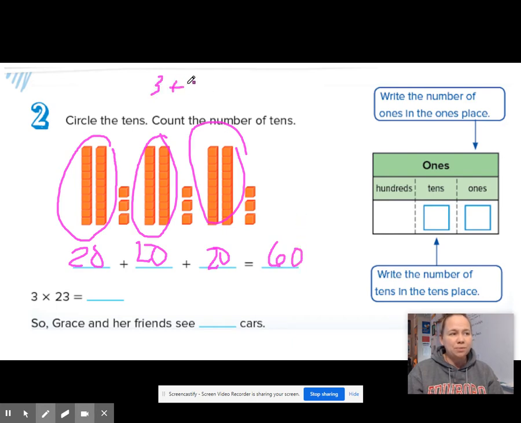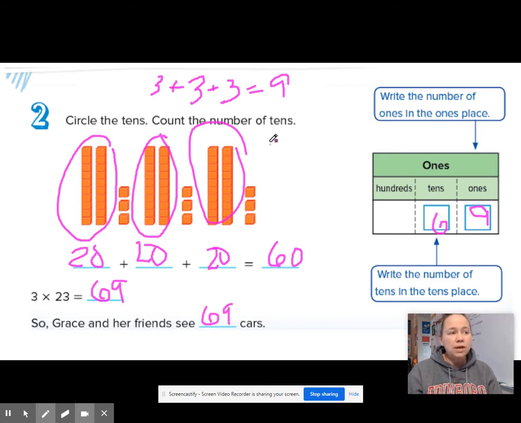So from above, remember we had 3. This is actually in your math book, friends. 3 plus 3 plus 3 equals 9 on the slide right before. So in the ones place, we had a 9, right? In the tens place, we have 60. So 3 times 23 equals 69. So Grace and her friends see 69 cars.